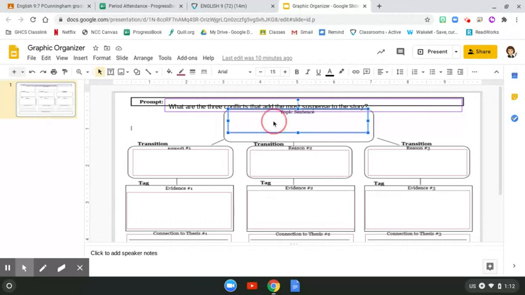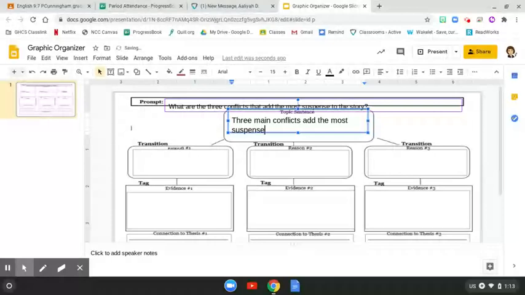We're going to type our topic sentence. The topic sentence includes the topic and your opinion. So we're going to keep it really brief right now because it's just the graphic organizer. We'll expand this when we do our paragraph. 3 main conflicts add the most suspense. I'm just going to keep it at that.